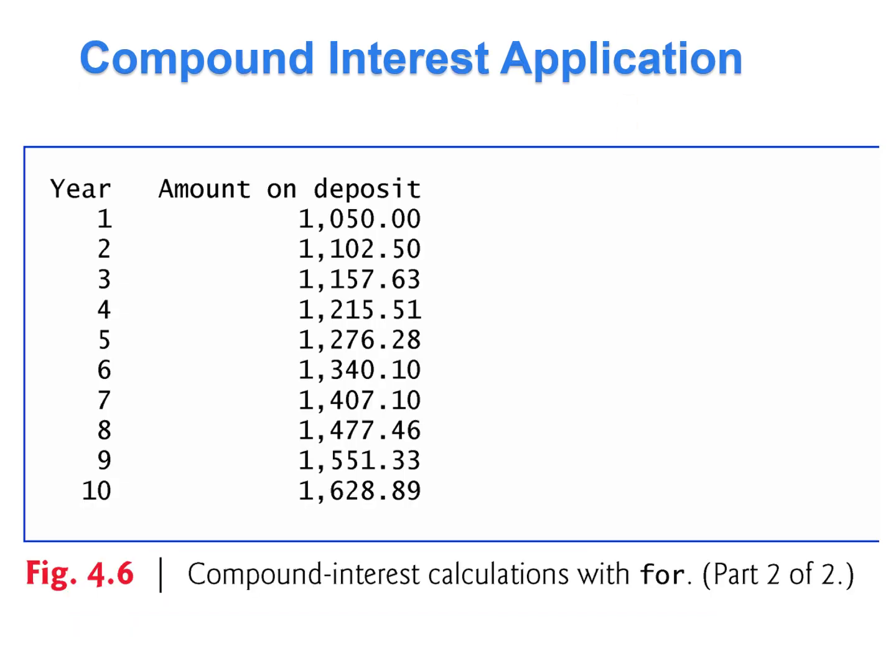This is the output we get after running the interest.java program. The output has two columns. The first one displays year, and the second one displays the amount on deposit for the year. There are 10 rows corresponding to the first 10 years. These 10 rows were printed out by the for statement.